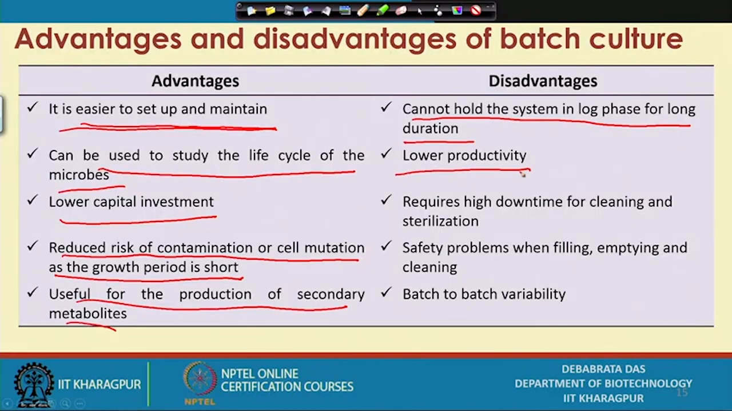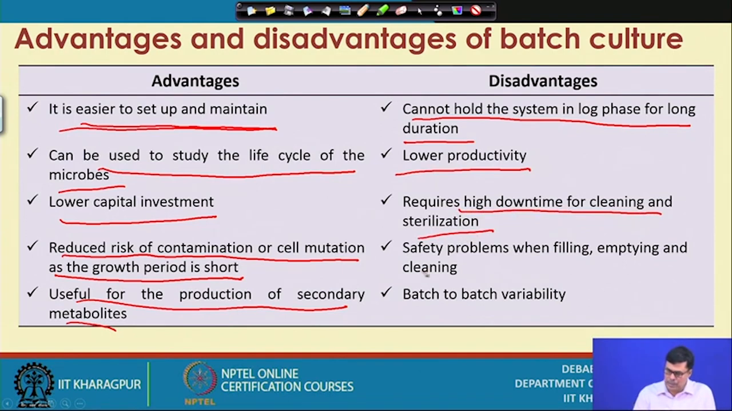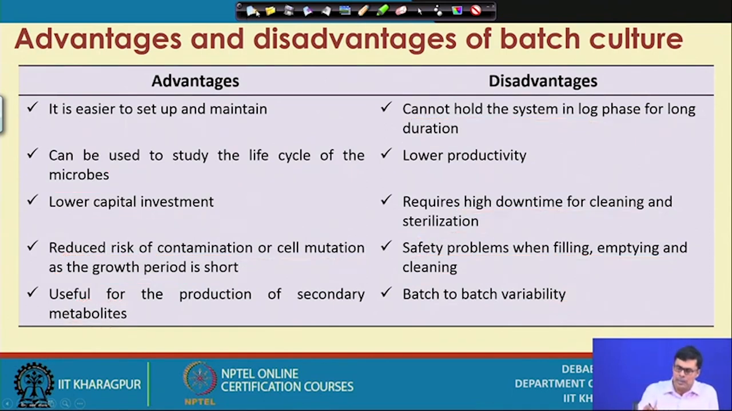Lower productivity is one of the problems. It also requires high downtime for cleaning and sterilization, has safety problems when filling, emptying and cleaning the reactor, and has batch to batch variability. The batch to batch productivity may vary. So these are the several problems that we have with the batch process.